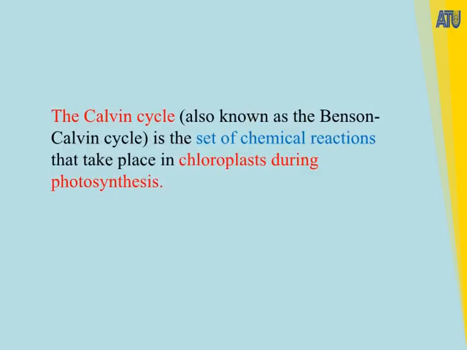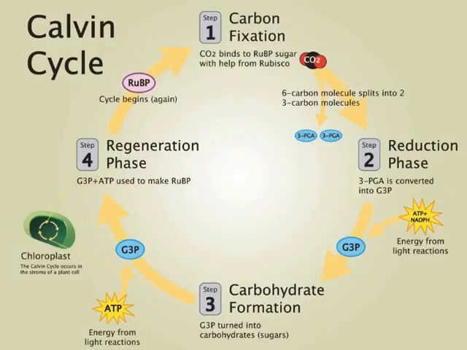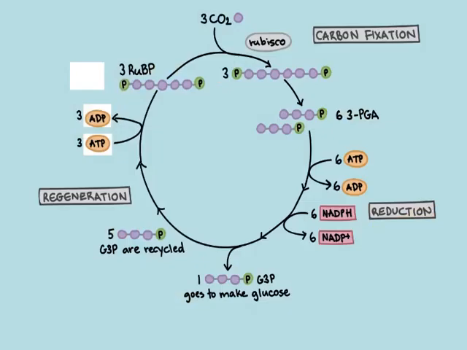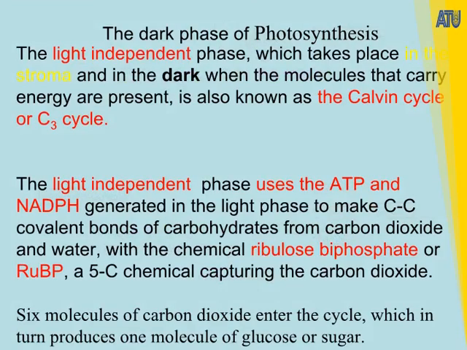The Calvin cycle, also known as the Benson-Calvin cycle, is the set of chemical reactions that take place in chloroplasts during photosynthesis. The dark phase of photosynthesis, the light-independent phase, takes place in the stroma and in the dark when the molecules that carry energy are present. It is also known as the Calvin cycle or C3 cycle.